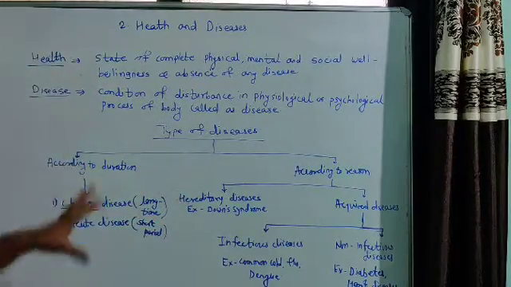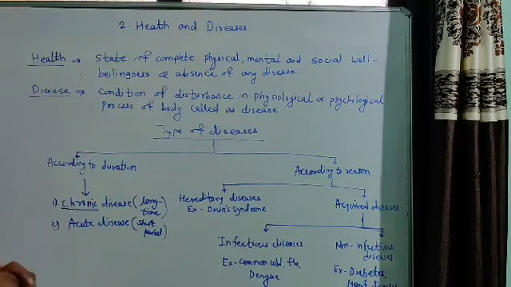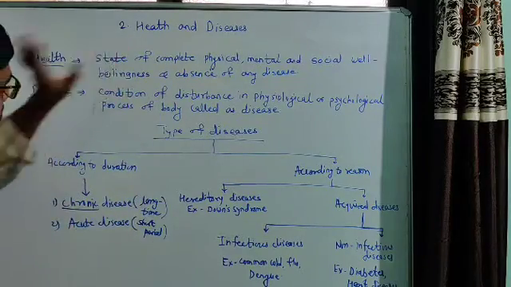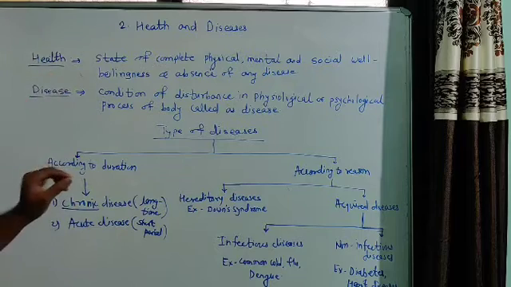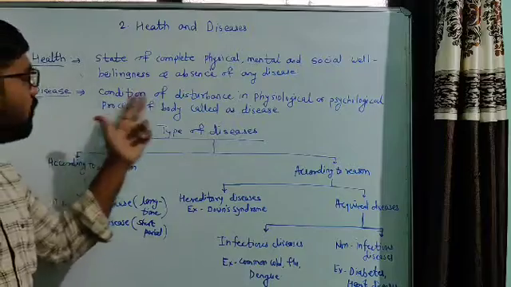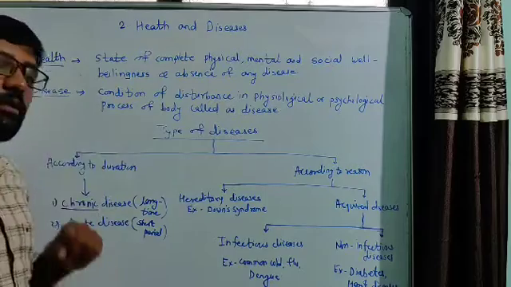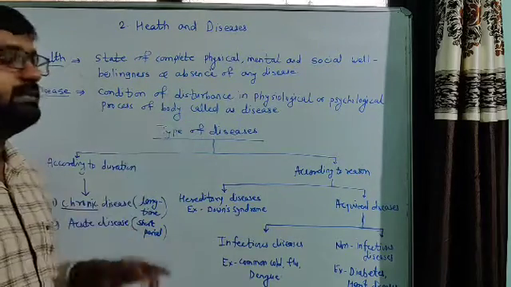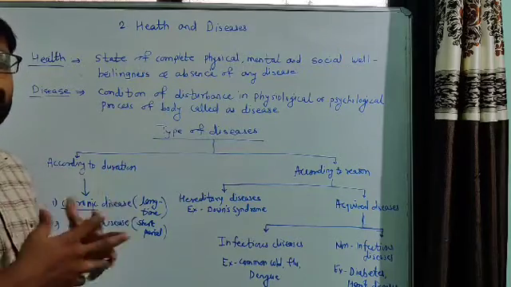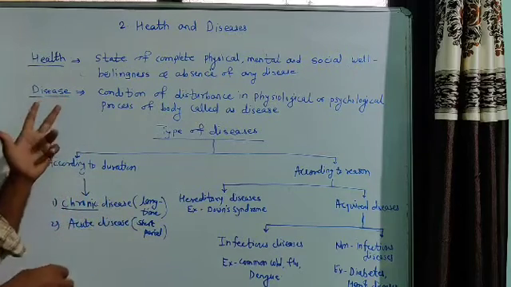So look, what is health? The state of complete physical, mental and social well-being and absence of any disease is simply called health. Then what is disease? It is exactly the opposite of this state. What happens? There is some disturbance in the physiological or psychological process of the body, and that is called disease. It disturbs our lifestyle. Our body cycle is affected by this disease.